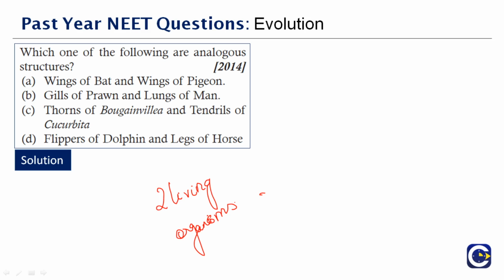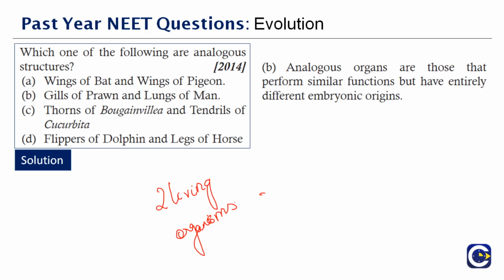The term analogous structures comes from the root word analogy, which is a device of the English language where two different things are compared on the basis of their similarities. Now you have to analyze and tell me which is the analogous structure here. What do you think will be the answer? The right answer is option B, gills of prawn and lungs of man.